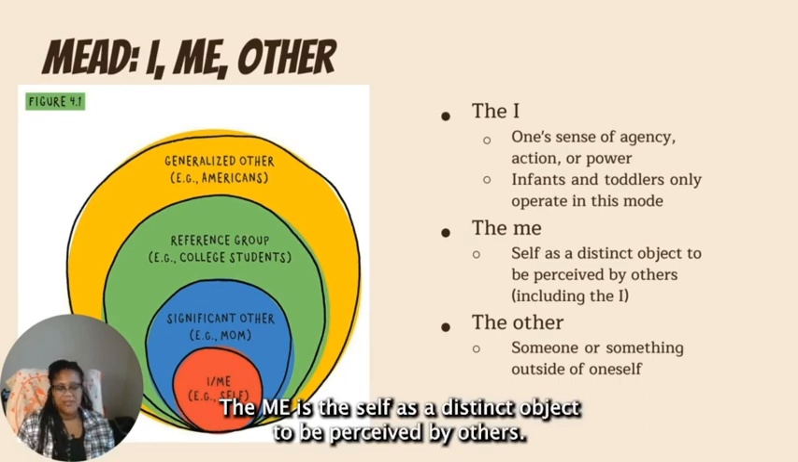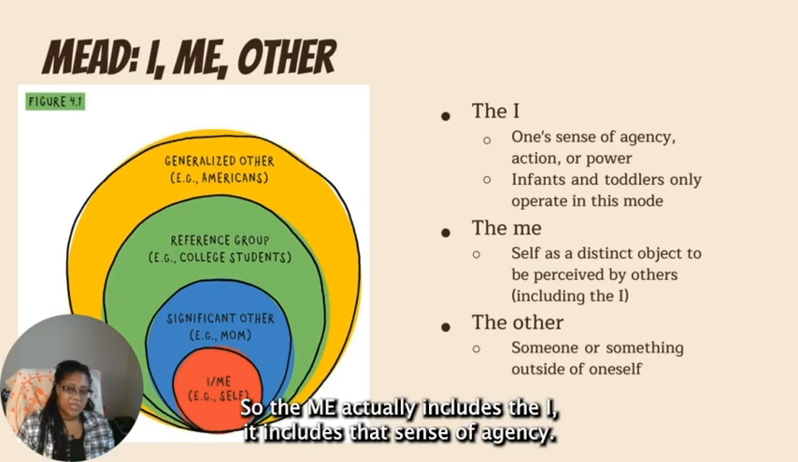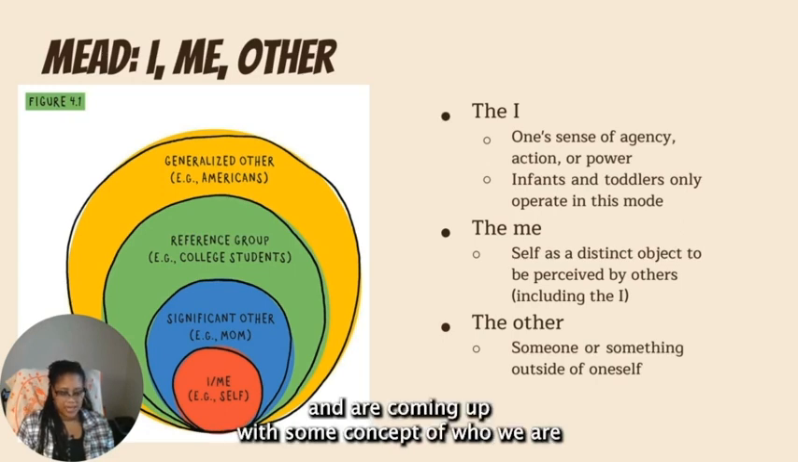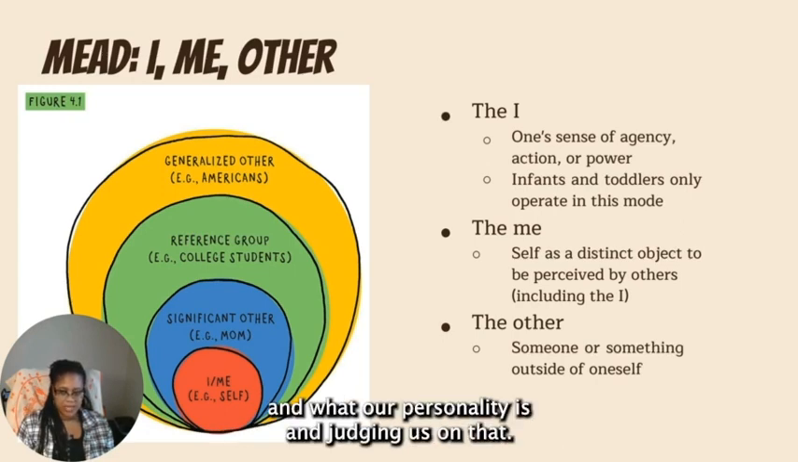The me is the self as a distinct object to be perceived by others. So the me actually includes the I. It includes that sense of agency, but also we start here to begin to see that other people have a sense of who we are, and that other people are watching us and are coming up with some concept of who we are and what our personality is and judging us on that.